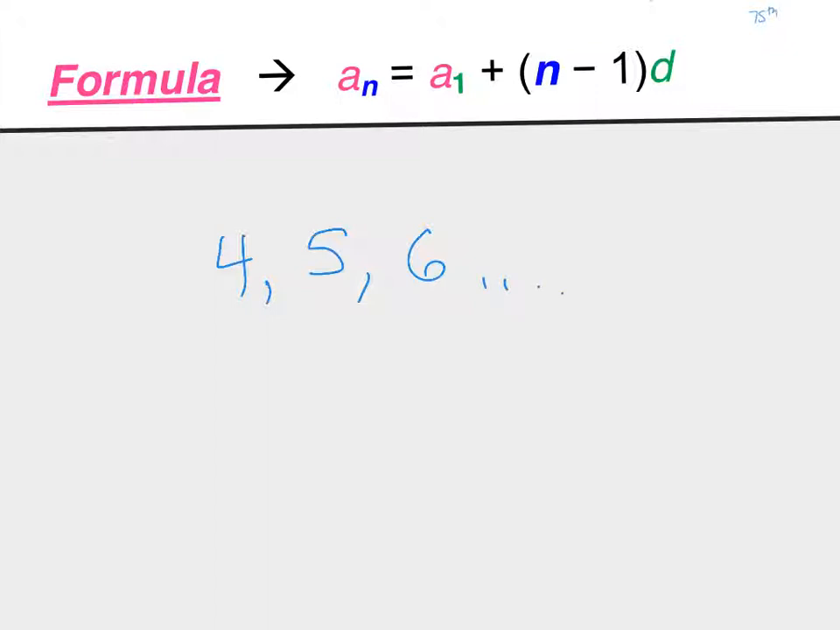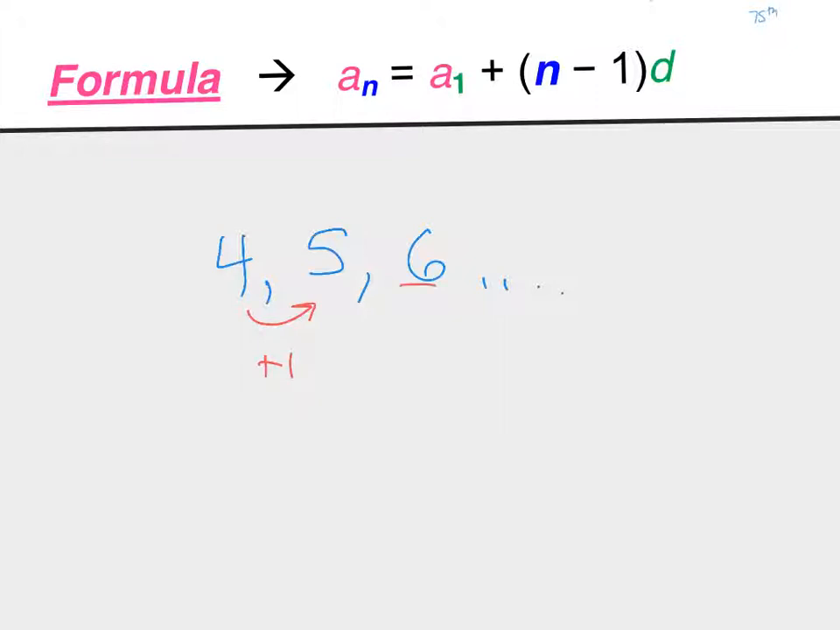Is this an arithmetic sequence? Yes. You know it's an arithmetic sequence because it's a series of numbers and it's continuously changing at the same rate. What is that rate? 1. You're adding 1, correct?